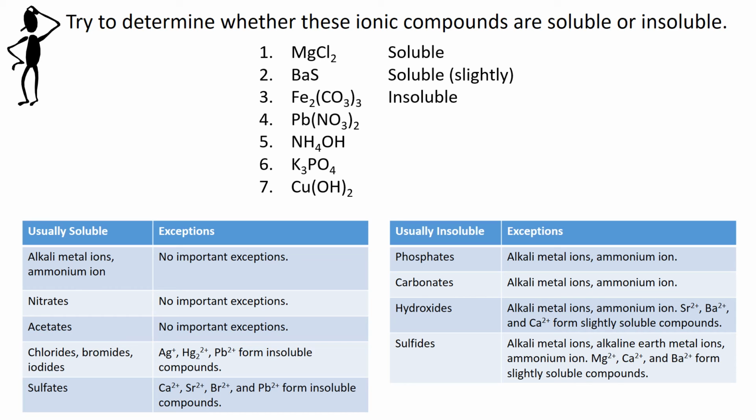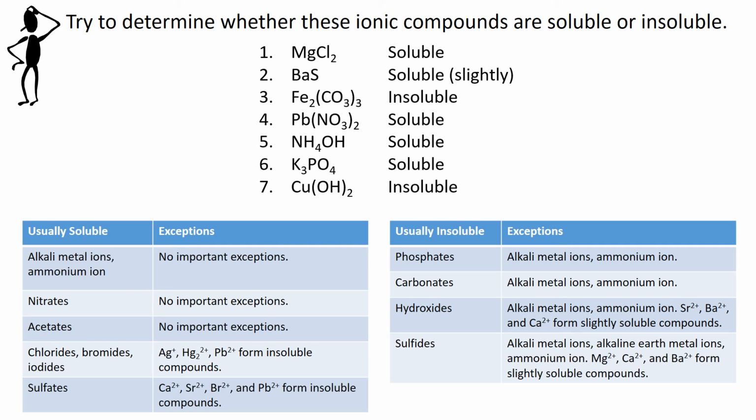Lead 2 nitrate. I wouldn't have to consult the table if I had memorized the ones that have no exceptions, because nitrate has no exceptions. All nitrate-containing compounds are soluble. Same thing is true for the ammonium hydroxide. Ammonium ion is there, soluble. Same thing's true for potassium phosphate, soluble because of the potassium ion. Copper 2 hydroxide, I have to go to the hydroxide rule. And I find that all hydroxides, with some exceptions, are insoluble. Copper 2 is not one of the exceptions. So that's why it's insoluble.